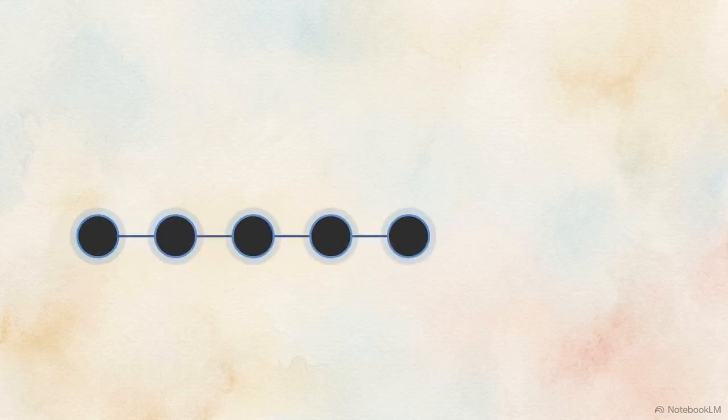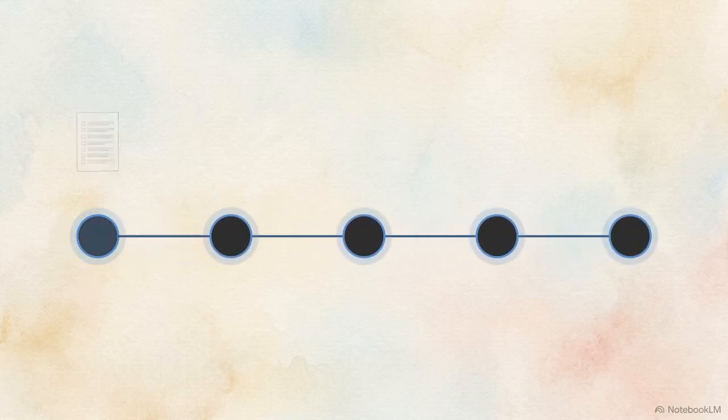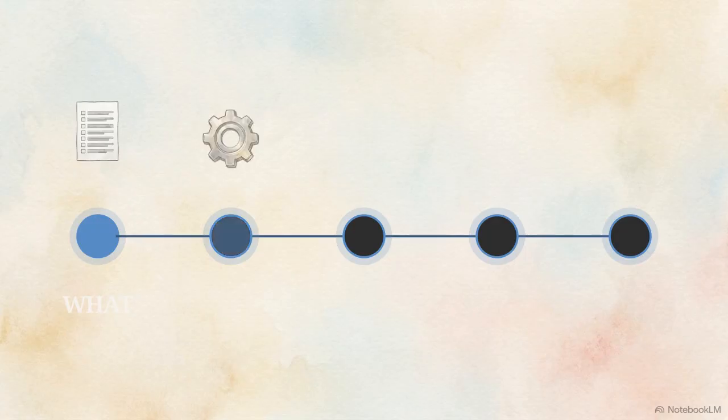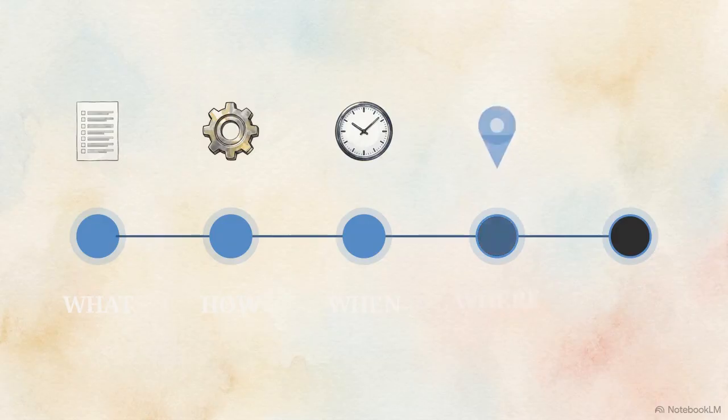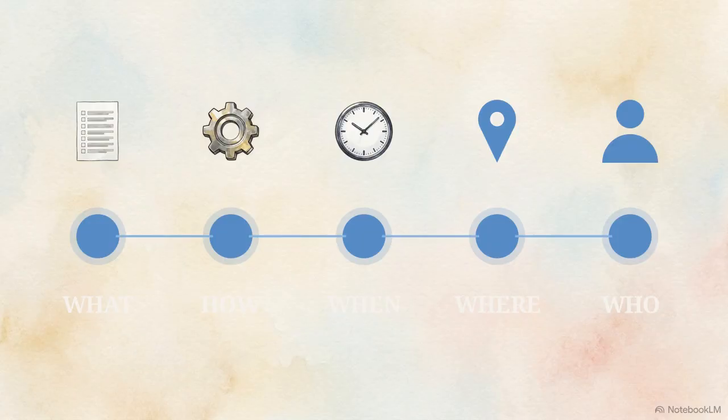The management theorist J.C. Denyer established that for any procedure to function, it must answer 5 essential questions. First, what work is to be done? And second, how is it to be done? Next, when should it be done? Where should it be done? And finally, who is responsible for doing it?